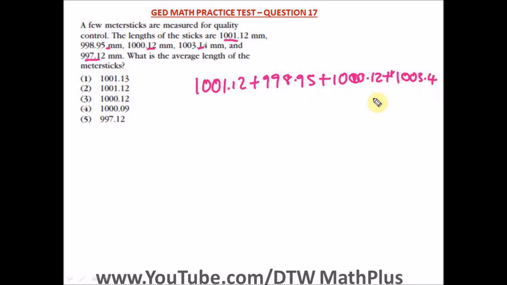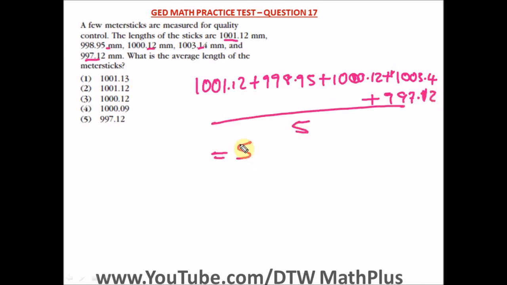This is quite easy and straightforward. All you need to do to find the average length is just add up all these lengths and divide by the total, 5. So we have 1001.12 plus 998.95 plus 1000.12 plus 1003.4, then plus 997.12, and divide all this by 5.